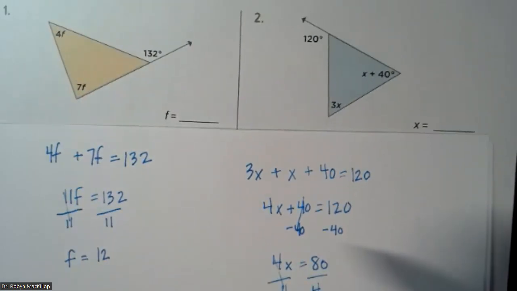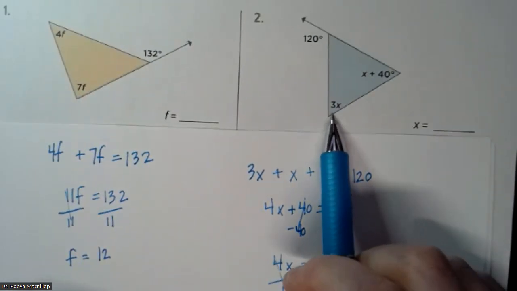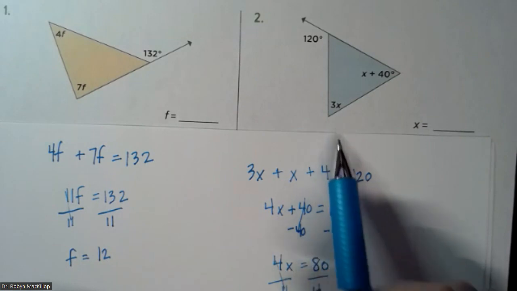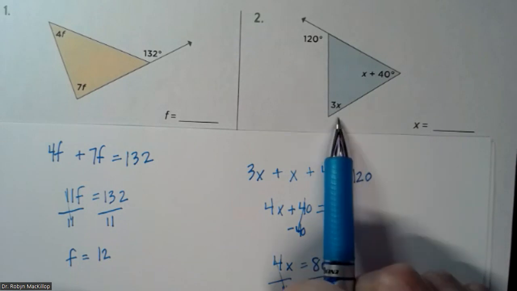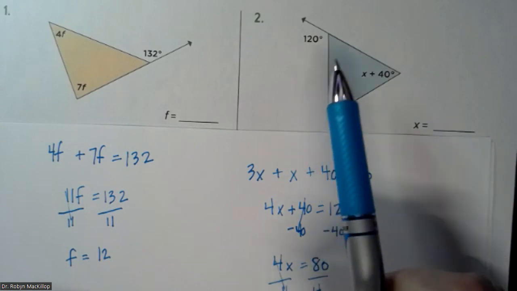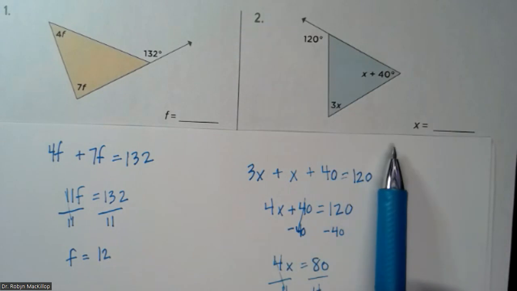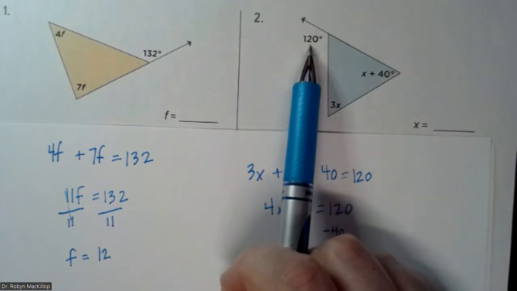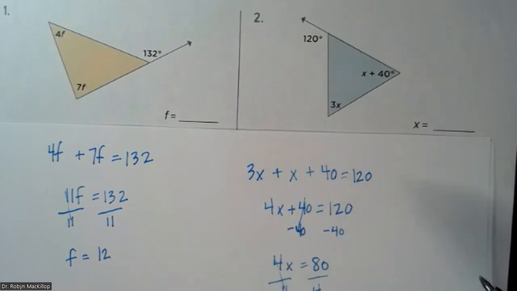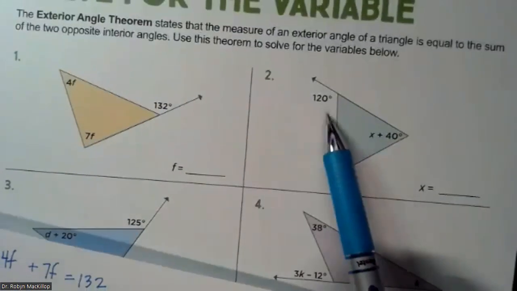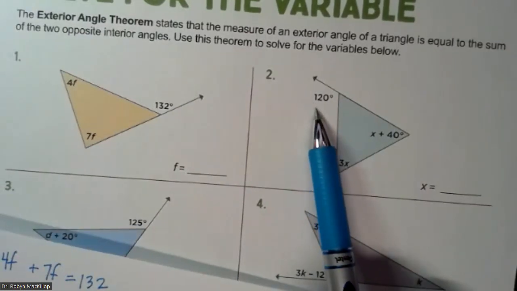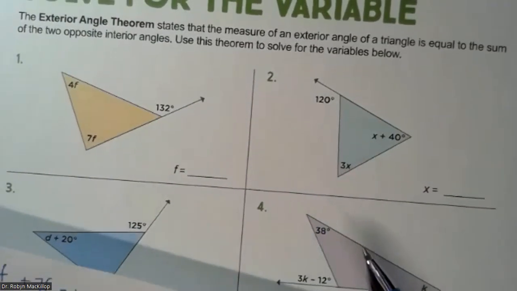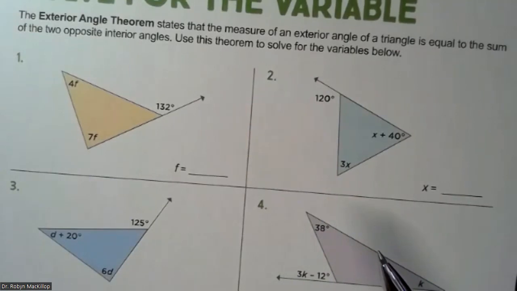And if they had you come back and plug that in, this one would be 3 times 20. This one would be 20 plus 40. So that would be 60, 60, 60. Which makes sense. If that side is 120, that side's going to be 60. But this didn't have you find the interior angle. It had you calculate these two angles equaling the exterior. Do not let this page confuse you. If you are not ready for it, ignore it.